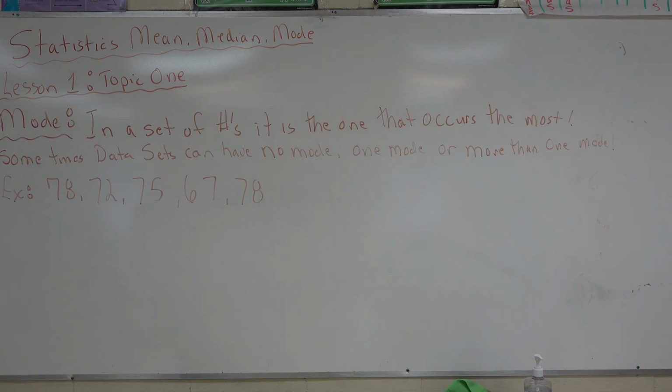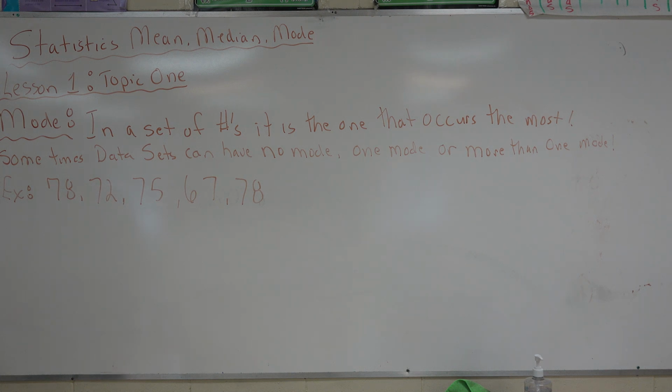The idea of mode. A mode in a data set of numbers is the one that occurs the most. It's the number that occurs the most. Sometimes a data set can have no mode, one mode, or more than one mode. It's basically a shorter form of what I've written there. What number do you see that appears the most in your data set?